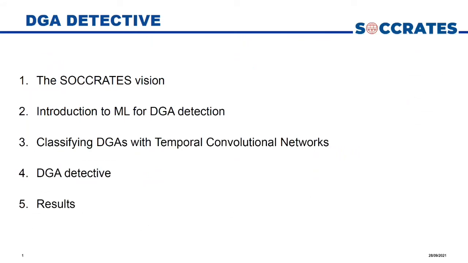And this is my very small agenda for today, because I first discuss what's our vision in SOCCRATES concerning DGA detection. I will briefly mention how machine learning is used for detecting DGAs in practice nowadays. Number 3 marks how we've used a very specific type of neural network to detect DGAs. And then we'll have a look at the tool itself and some of the results. And there will also be a demo at the end.